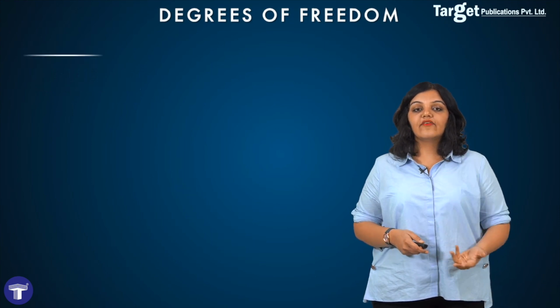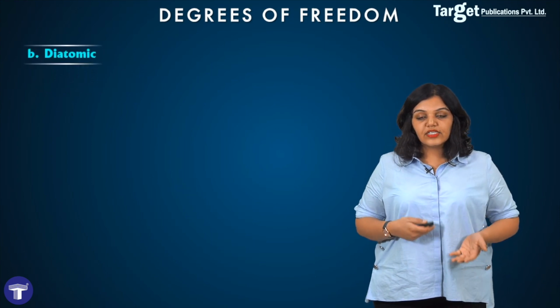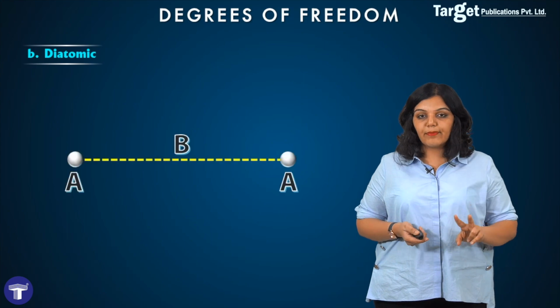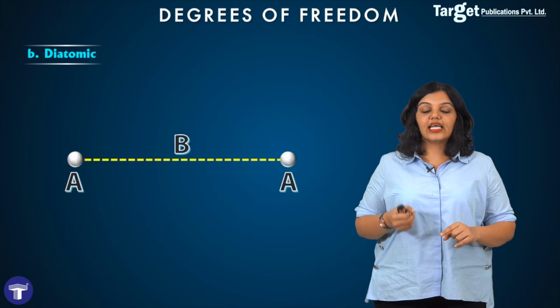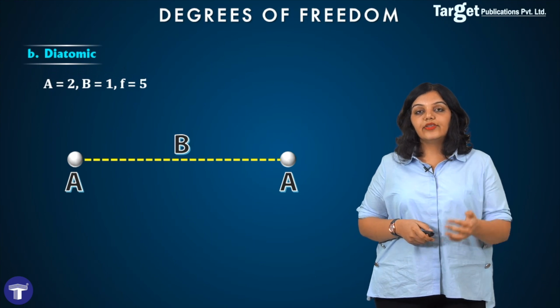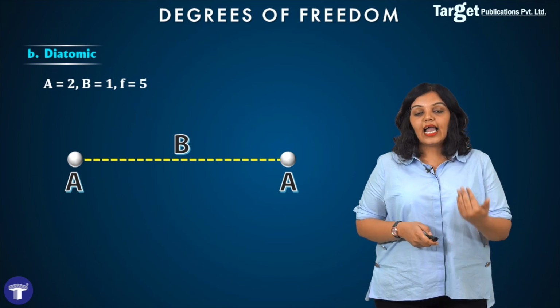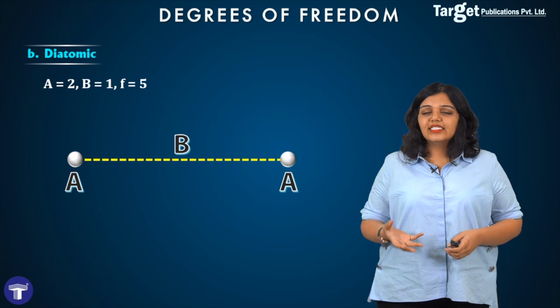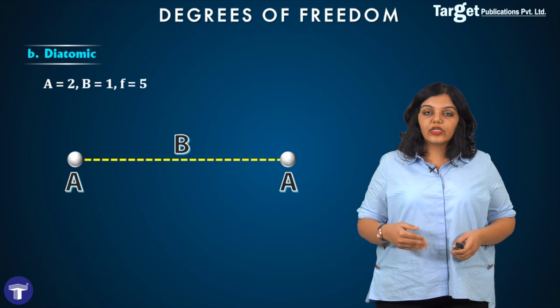But what happens if I have a diatomic molecule? In case of a diatomic molecule, I will have two independent particles, one relation, that is the bond between these two, one independent relation, and then using the formula 3A minus B, I get F is equal to 5, which means that the degrees of freedom of a diatomic molecule is 5.